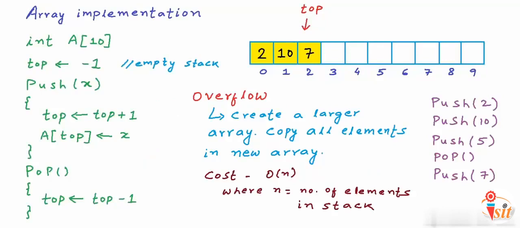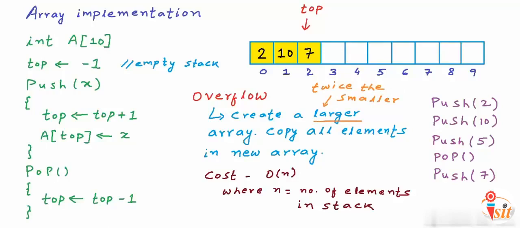The cost of copy will be big O of n, or in simple words, time taken to copy elements from smaller array to larger array will be proportional to number of elements in stack or the size of the smaller array, because anyway stack will occupy the whole array. There must be some strategy to decide the size of larger array. Optimal strategy is that we should create an array twice the size of smaller array.